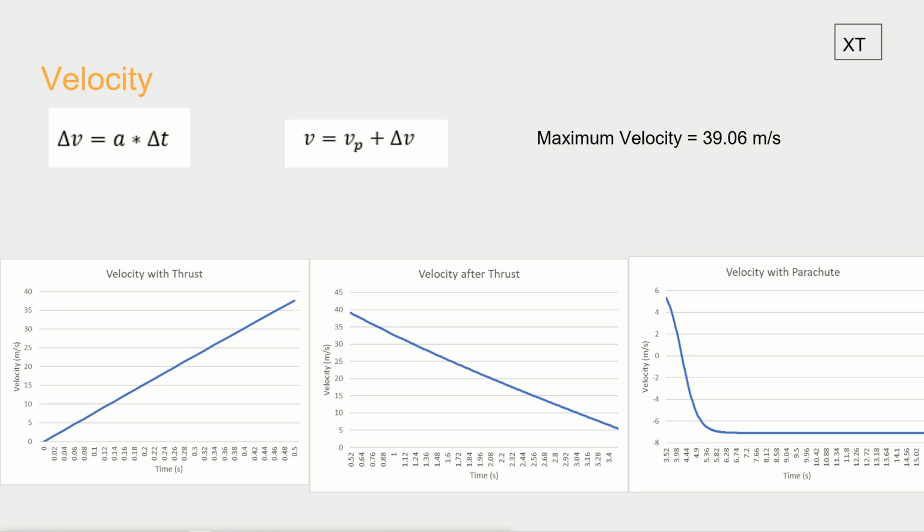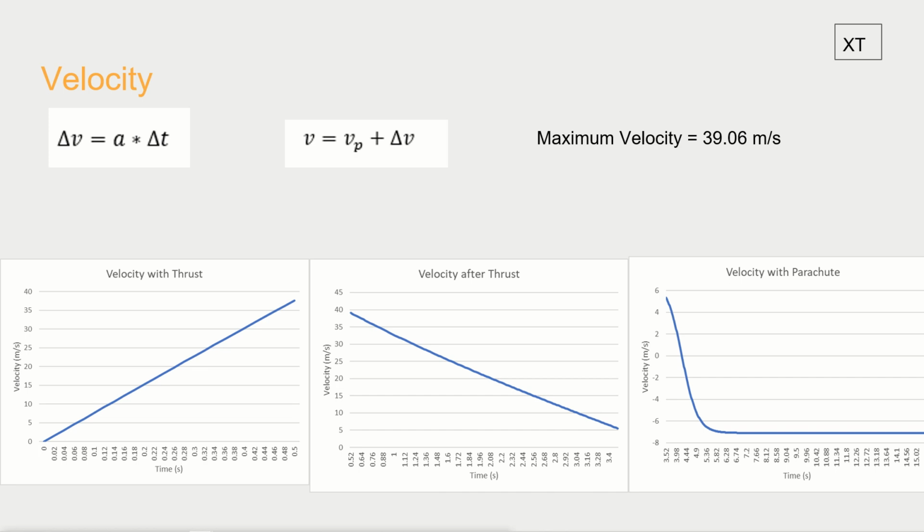We calculated the change in velocity as acceleration times the difference between time increments. We then added the change in velocity to our previous instantaneous velocity. Using Excel, we were able to do this for the entire flight of the rocket. The first image shows the velocity while the engine was running. It can be seen that it is increasing at a constant rate.